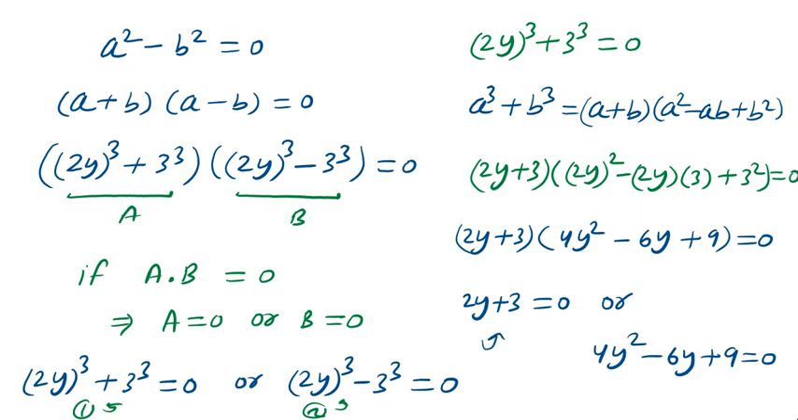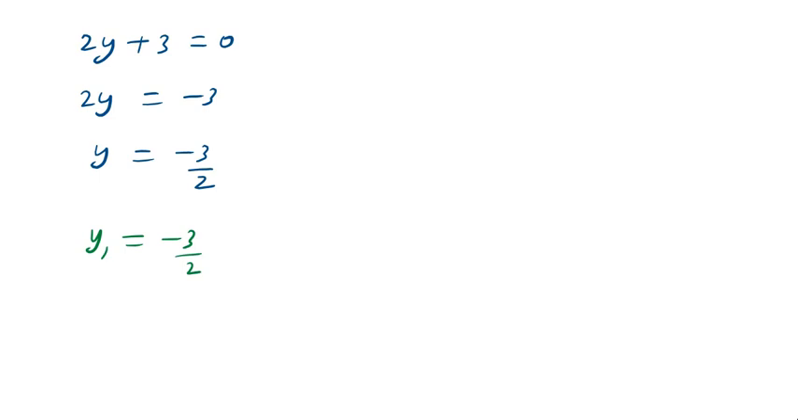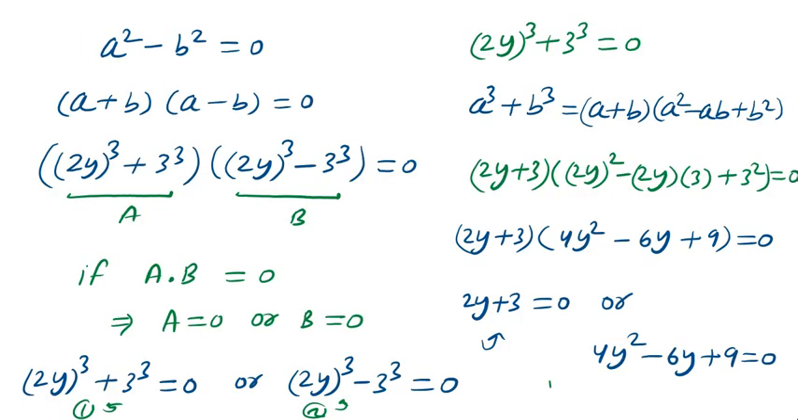First we will solve this linear equation. We have 2y plus 3 is equal to 0. Now subtract 3 from both sides. Then 2y is equal to minus 3, and divide both sides by 2. Then the value of y is equal to minus 3 over 2. So our first solution y1 is equal to minus 3 over 2. Now solve this quadratic equation: 4y square minus 6y plus 9 is equal to 0.